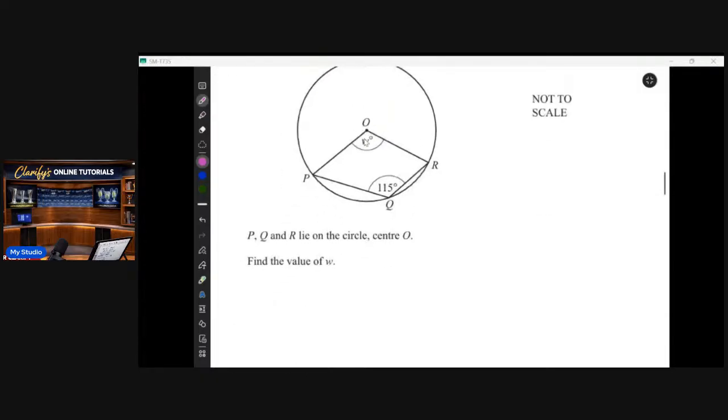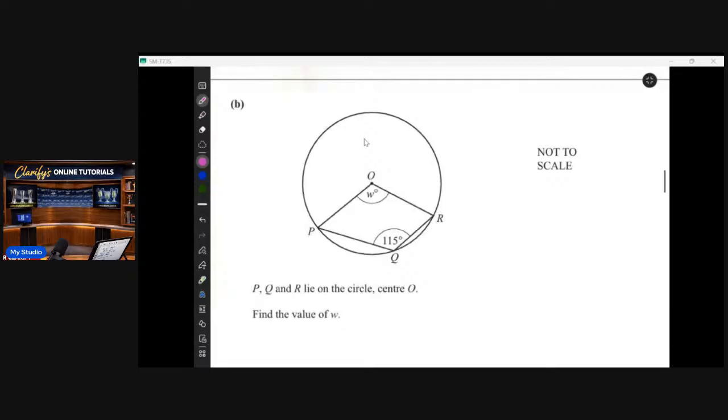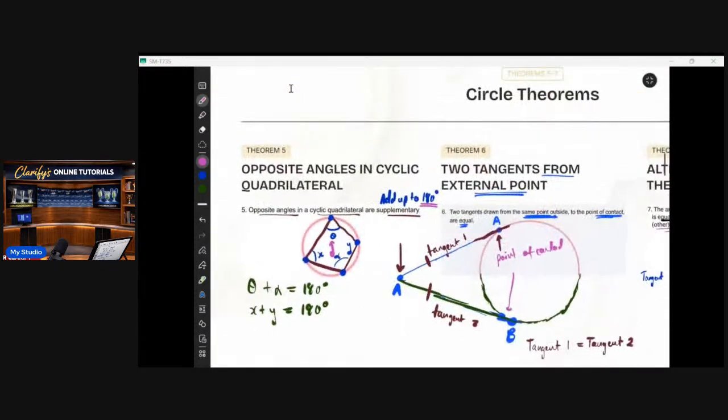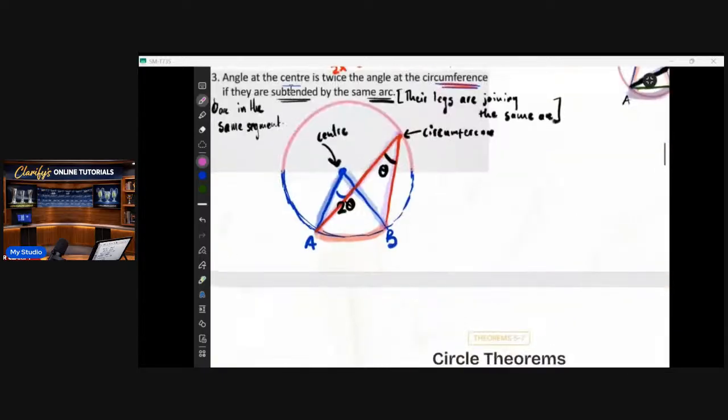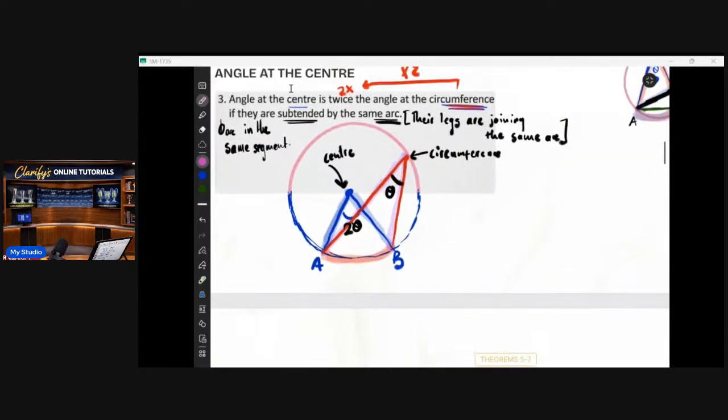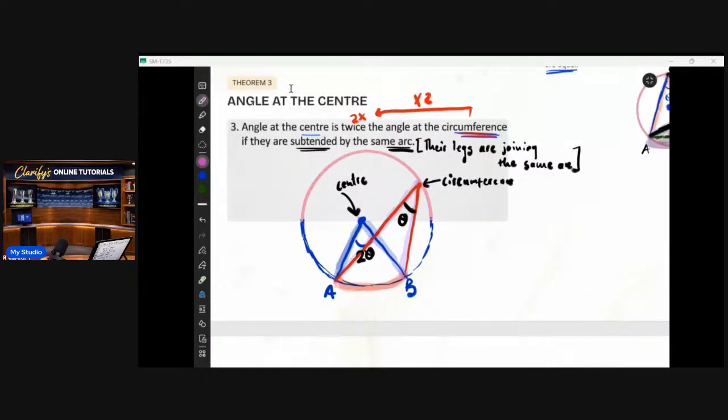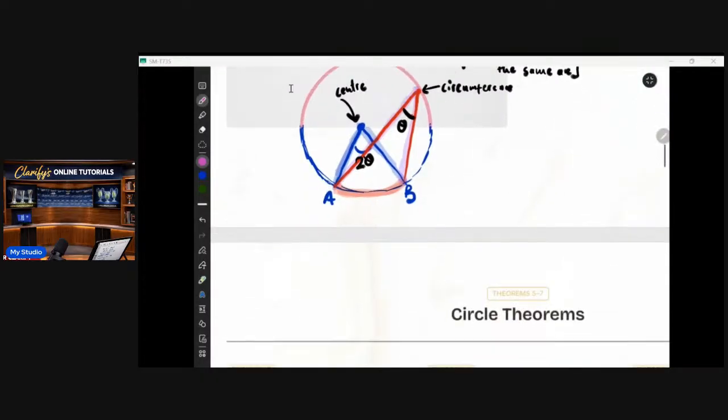Here's the first one. Now, let me tell you something about this. This is a trap, okay? Because when you look at it, you're going to think that you have been given a cyclic quadrilateral when you have not. You have been given nothing here, so you can't say the cyclic quadrilateral. By the way, I want to remove the words same segment here. They don't have to be in the same segment. They just have to be one at the center, the other one at the circumference.